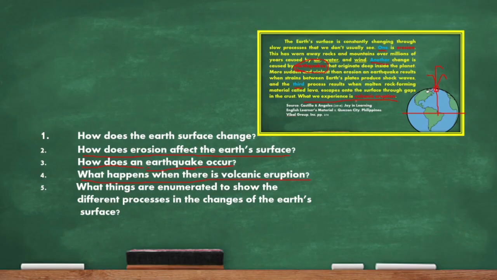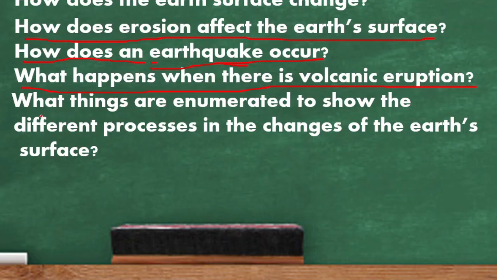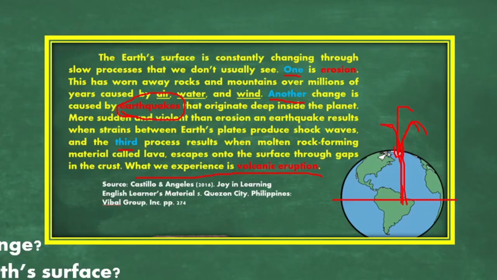Okay, next and the last question. What things are enumerated to show the different processes in the changes of the Earth's surface? Very good. The things that are enumerated to show the changes of the Earth's surface are number 1, erosion, number 2, earthquake, and number 3, volcanic eruption. Also, the causes of these three changes, the erosion, the earthquakes, and the volcanic eruption, are also discussed. They are also in the paragraph.